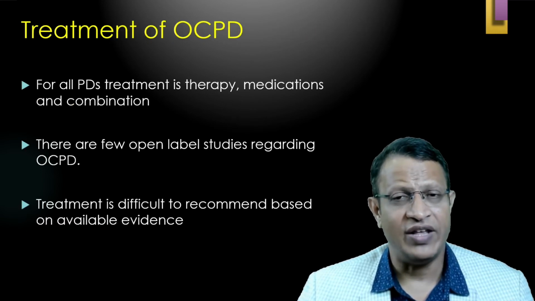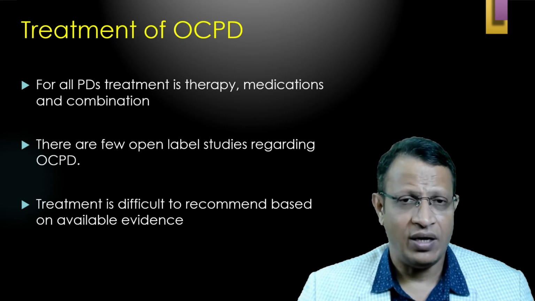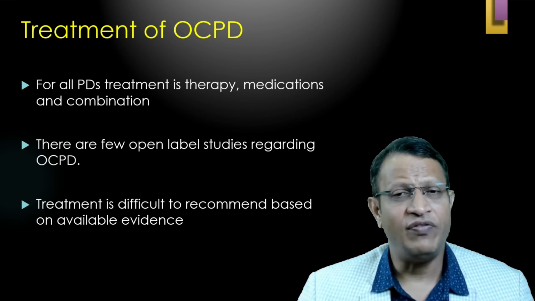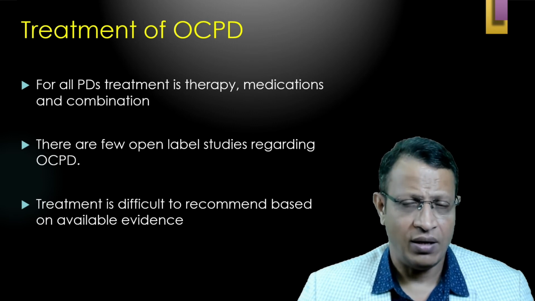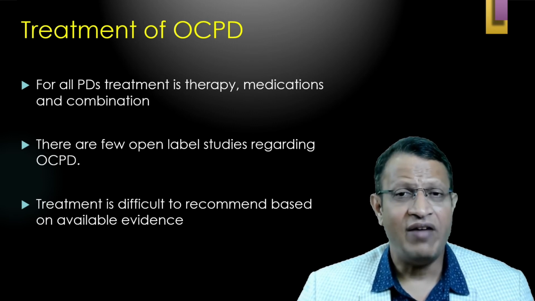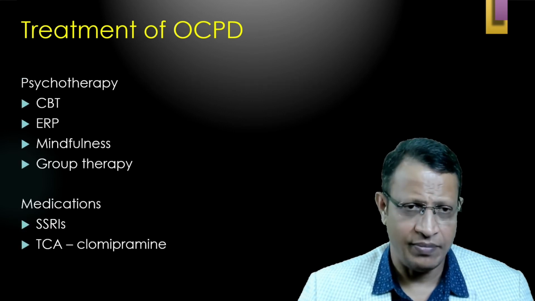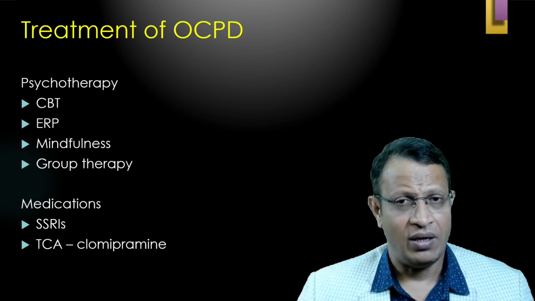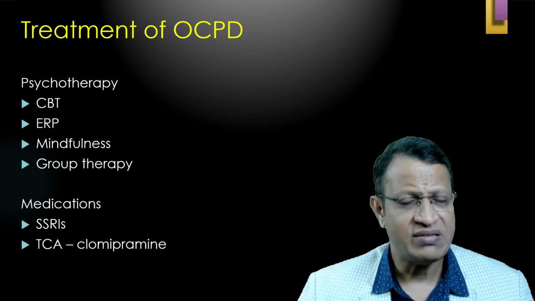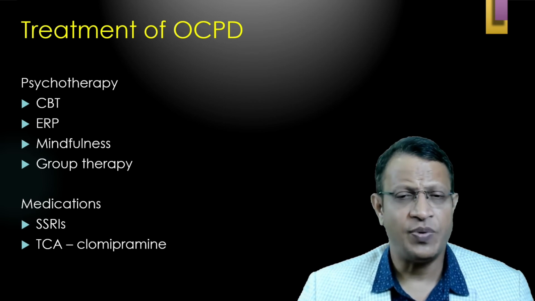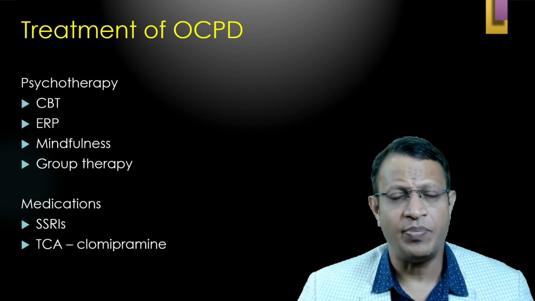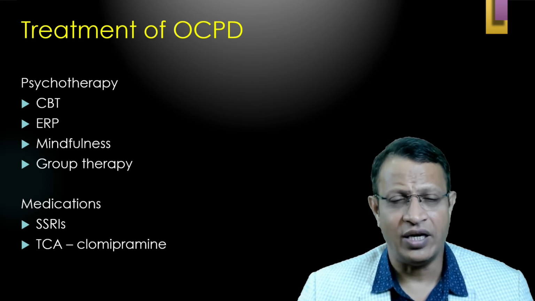Similar to the treatment of any other PDs, the treatment of OCPD is by psychotherapy, medication, and a combination of both. However, there are only a few studies with regard to treatment of OCPD. Hence, we cannot give an evidence-based treatment recommendation for OCPD. However, the available literature says that psychotherapy is the first line of treatment in OCPD, such as CBT, exposure and response prevention, mindfulness, and group therapy. Medications such as SSRIs and tricyclic antidepressants like clomipramine can be tried in the treatment of OCPD.